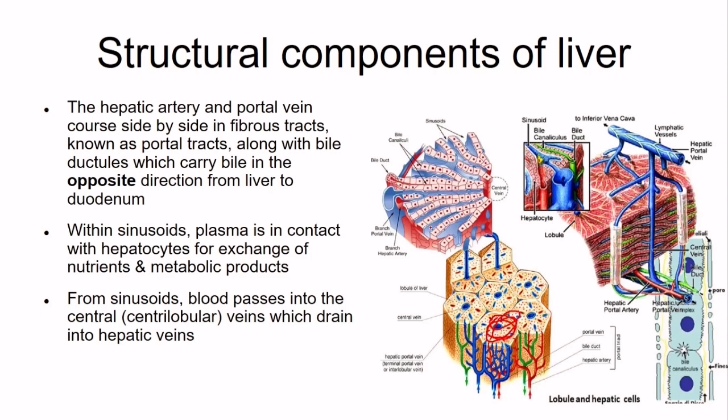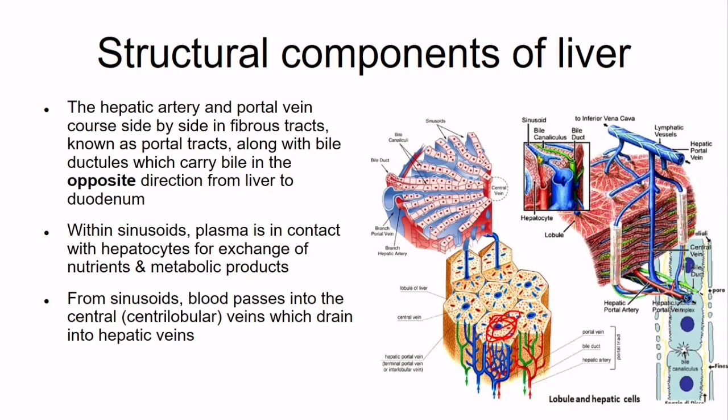Also note that within the sinusoids we find blood. Remember, I said that blood from the hepatic artery and the portal vein will mix within the sinusoid. Okay, so this blood is in direct contact with the hepatocytes. This increases the rate of transportation of substances from one region to another.